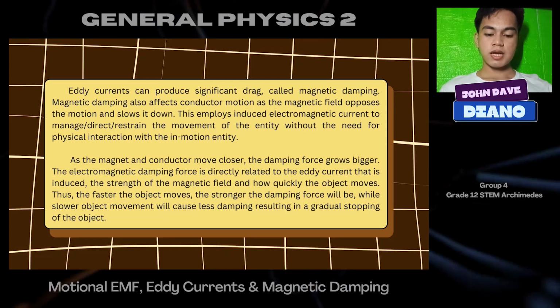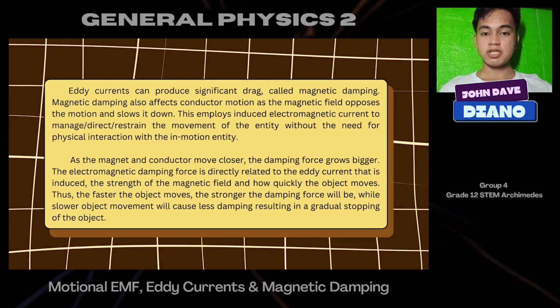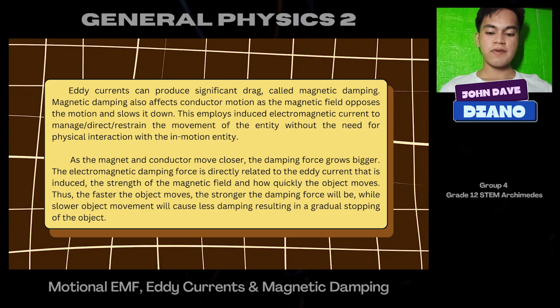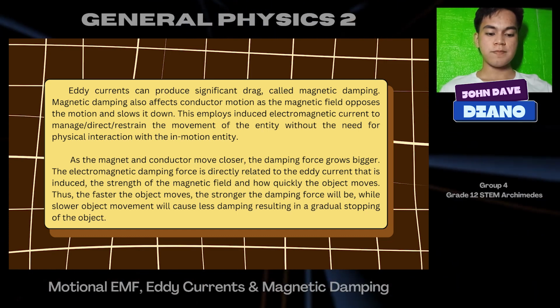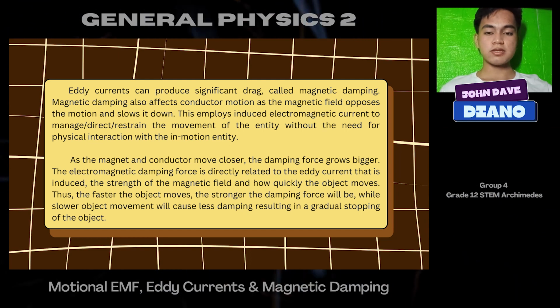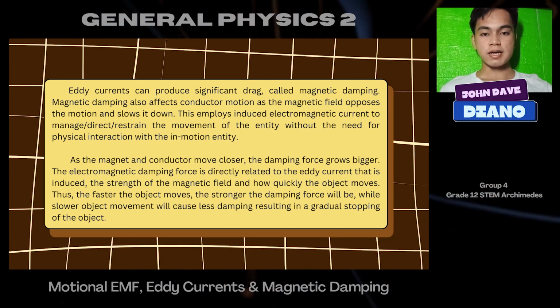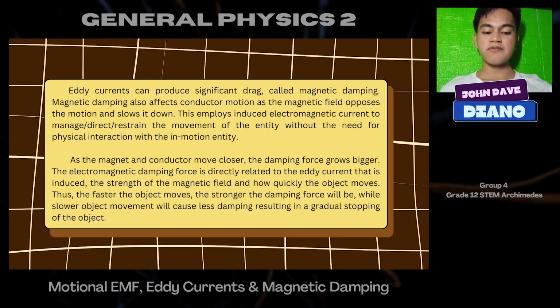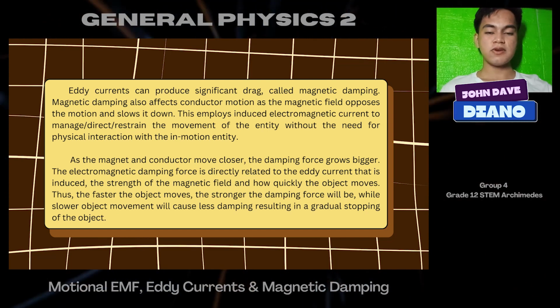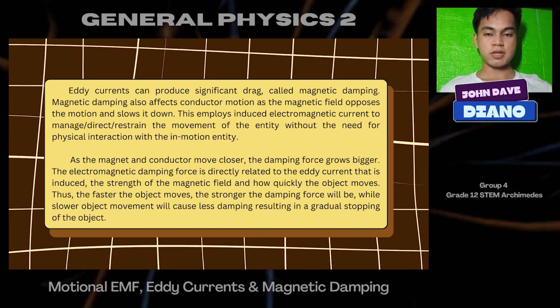Eddy currents can produce significant drag, which is called magnetic damping. Magnetic damping also affects conductor motion, as the magnetic field opposes the motion and slows it down. This employs induced electromagnetic current to manage, direct, or restrain the movement of the entity without the need for physical interaction with the in-motion entity.